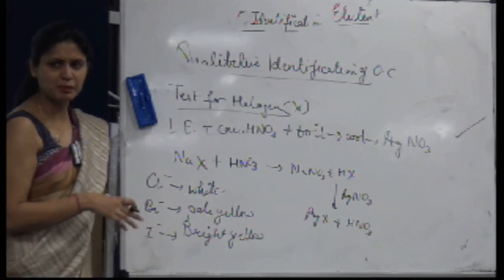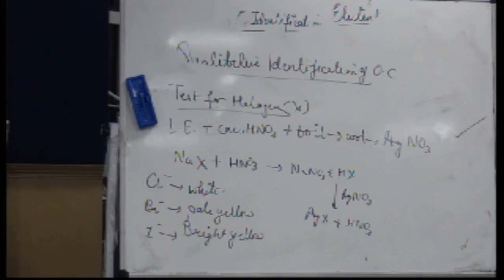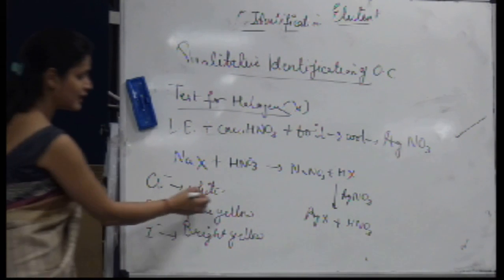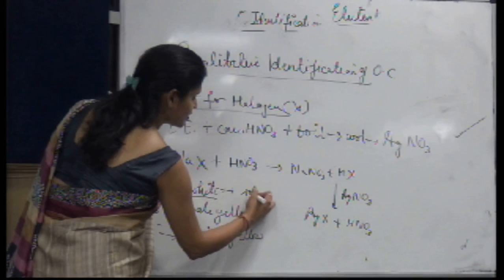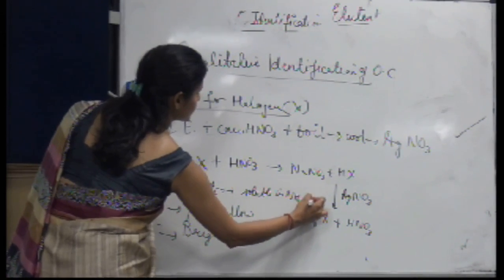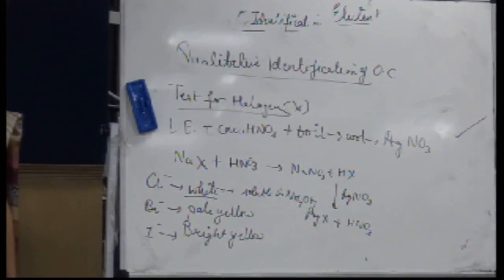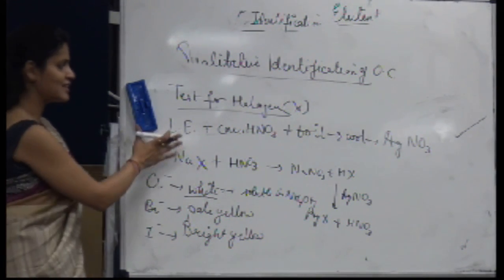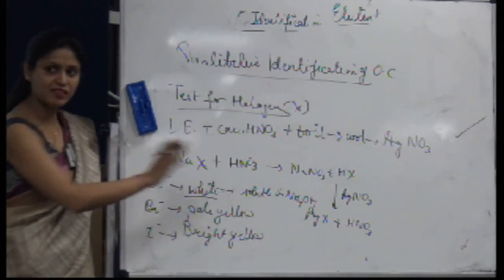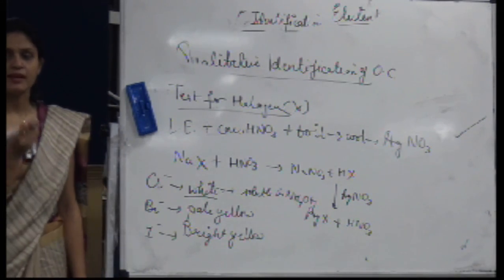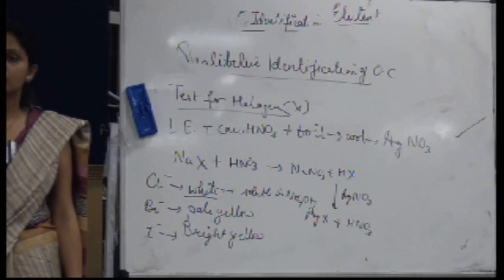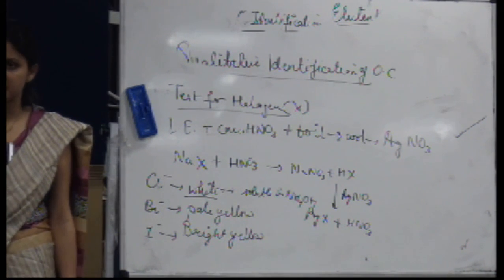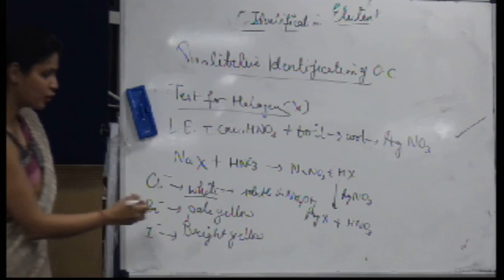If I am getting the PPT and I am not able to differentiate whether it is chloride, bromide or iodide, but for sure halogen is there, then how do I differentiate? This white PPT is soluble in ammonium hydroxide. Suppose I have performed the test, I have taken the Lassaigne's extract and I get this PPT after adding silver nitrate, and I don't know whether it is chloride, bromide or iodide. I will put some ammonium hydroxide to the precipitate, and if it dissolves, then chloride is present.